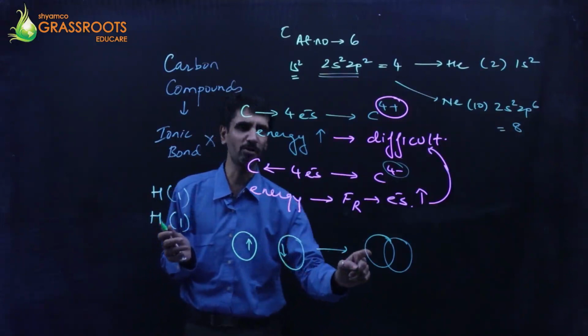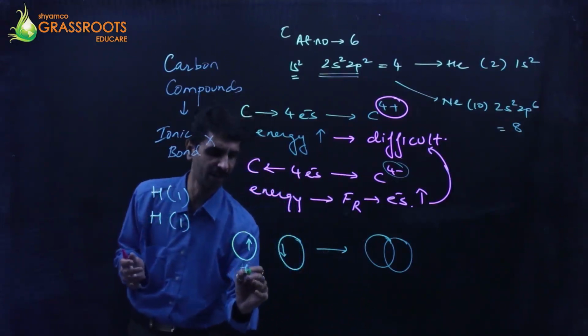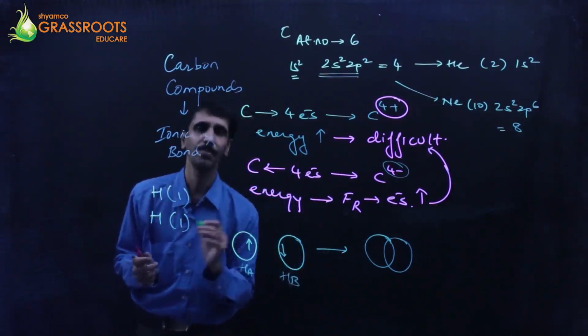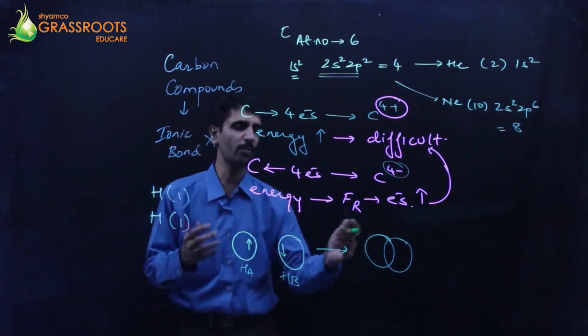The orbital of hydrogen, let us make it very clear, hydrogen A, hydrogen B. So the orbitals of HA and HB will mix with each other.